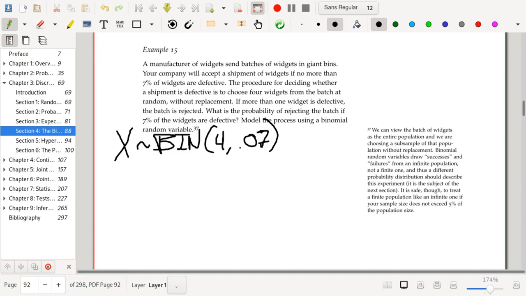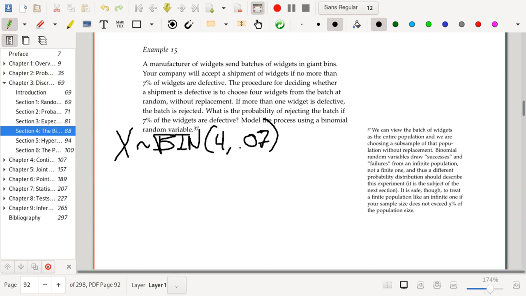So you get to cheat. You get to use the simpler binomial random variable as opposed to the more complicated hypergeometric. Okay, so let's carry on then.